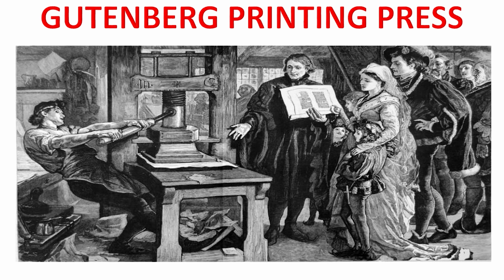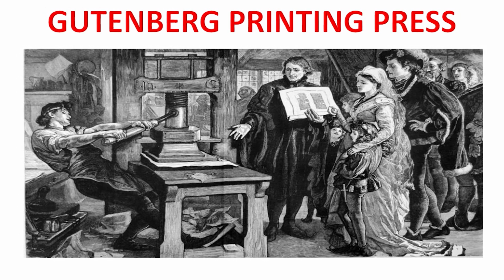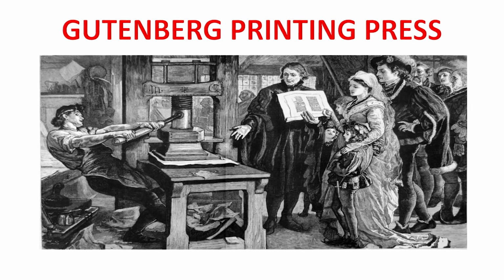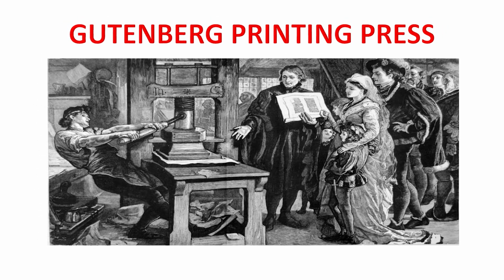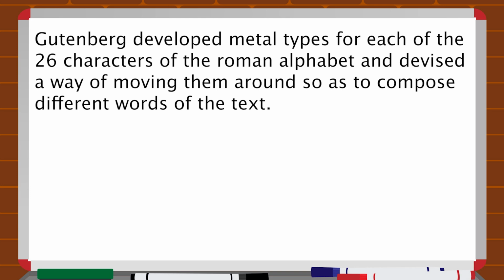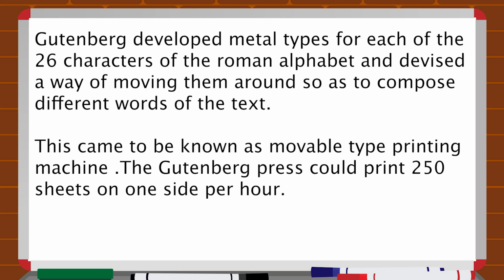Here you see the image of the Gutenberg printing press. Notice the long handle attached to the screw. This handle was used to turn the screw and press down the platen over the printing block that was placed on top of a sheet of damp paper. Gutenberg developed metal types for each of the 26 characters of the Roman alphabet and devised a way of moving them around so as to compose different words of the text. This came to be known as the movable type printing machine. The Gutenberg press could print 250 sheets on one side per hour.